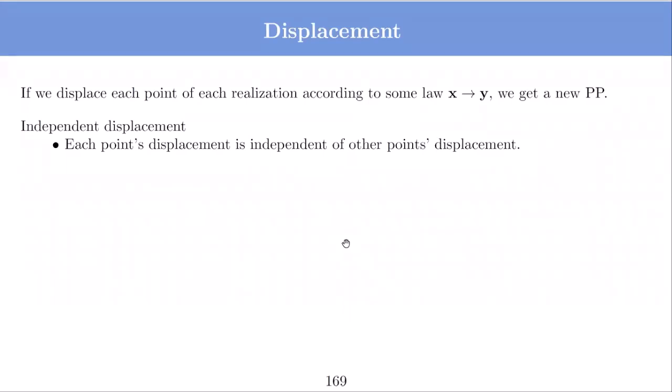An independent displacement means that each point is displaced independently of other points' displacements. So this law can be random, and whenever it is random, if we assume that the probability of movement y given x is independent across points, then this is known as independent displacement. And here we are going to mainly focus on such independent displacements.